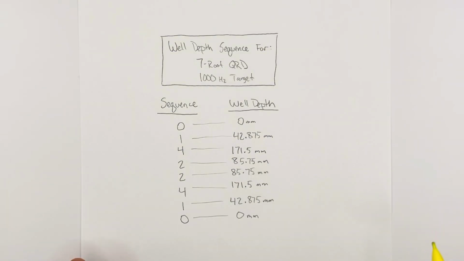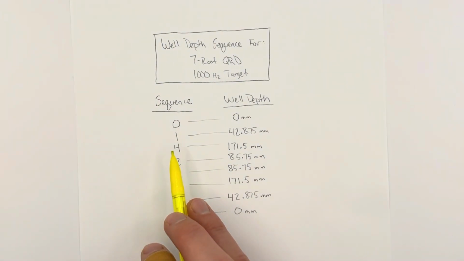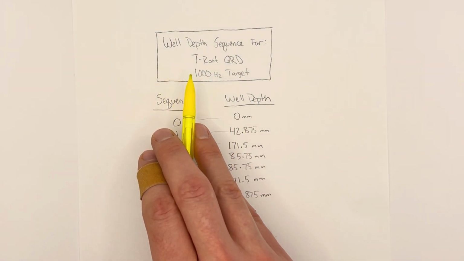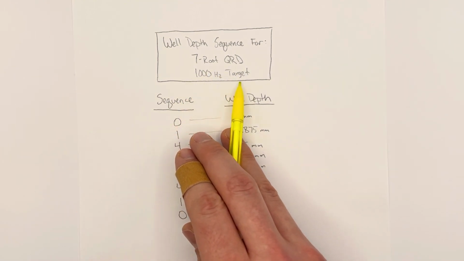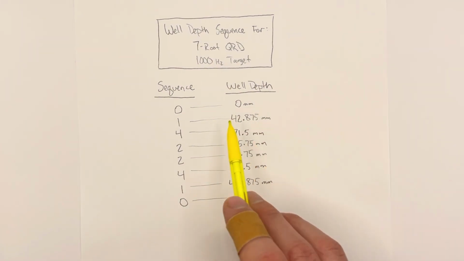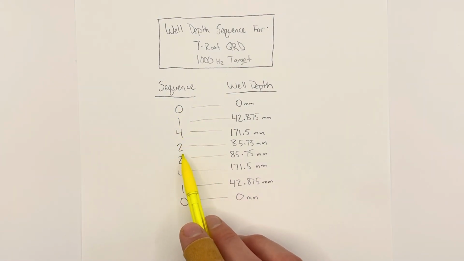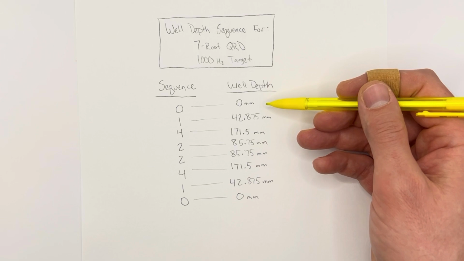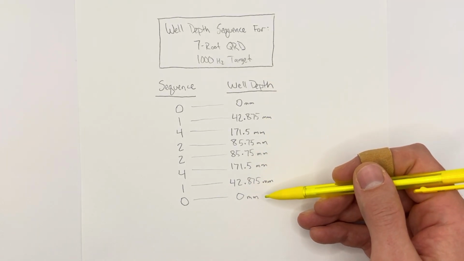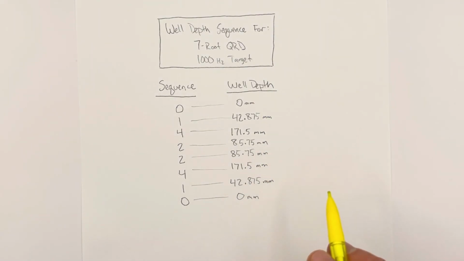Now that we have the physical depths of these wells for our diffuser, we can map them out. And so here's the well depth sequence for our 7 root, 1000 hertz target. So you've got 0, 1, 4, 2, 2, 4, 1, 0 with their corresponding physical well depths so that you can map out how you're going to build this diffuser.